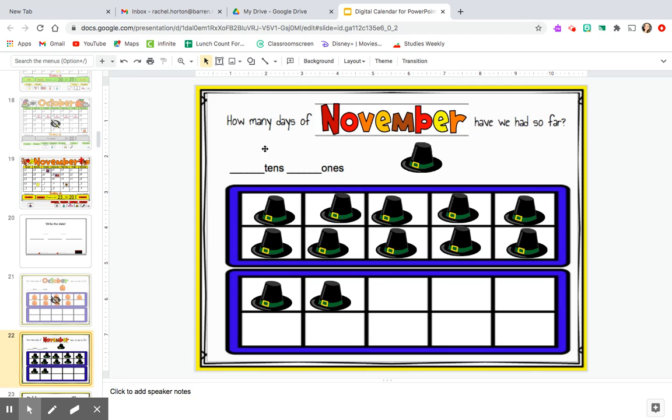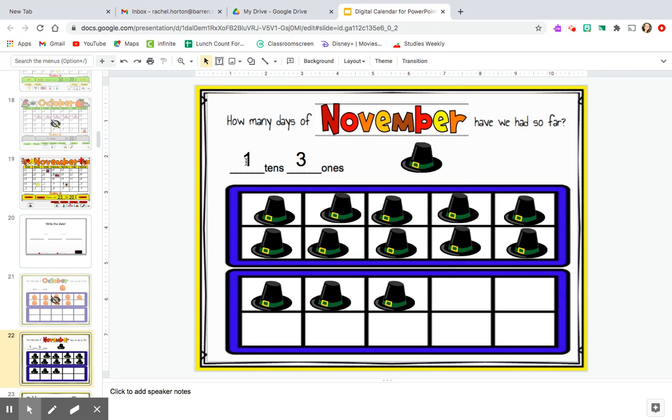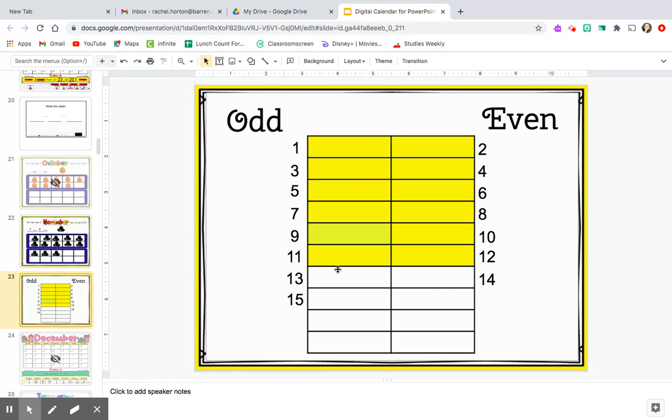Okay. How many days of November have we had so far? Let's add a hat because we've been to school for another day. Now remember, this 10 frame here is already filled up, so we have one 10 frame filled up, so we'll put a 1 here. This 10 frame's not filled up just quite yet, but we only have 1, 2, 3 hats in there, so 3 ones. And if I add 1 ten and 3 ones, that'll give me what? 13. 1 and a 3, 13. So we've been to school for 13 days.